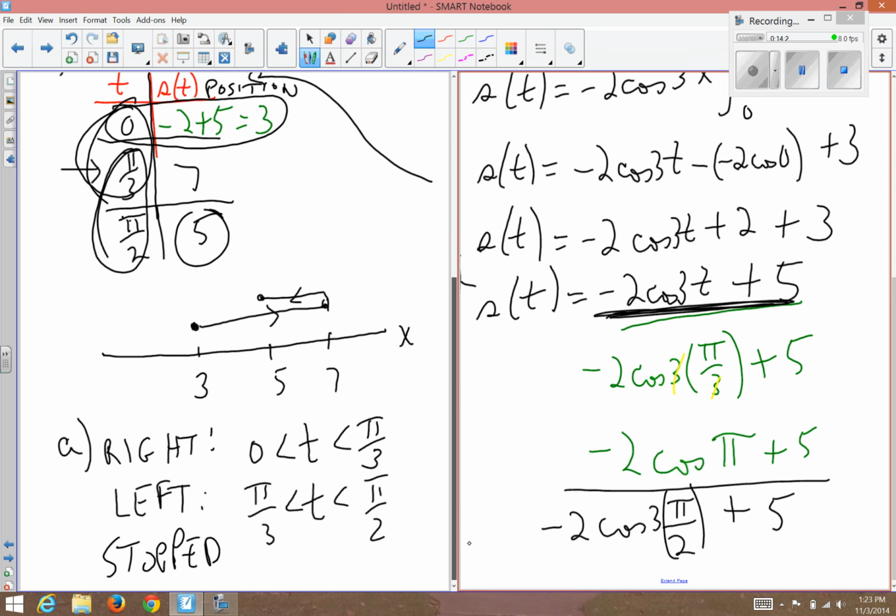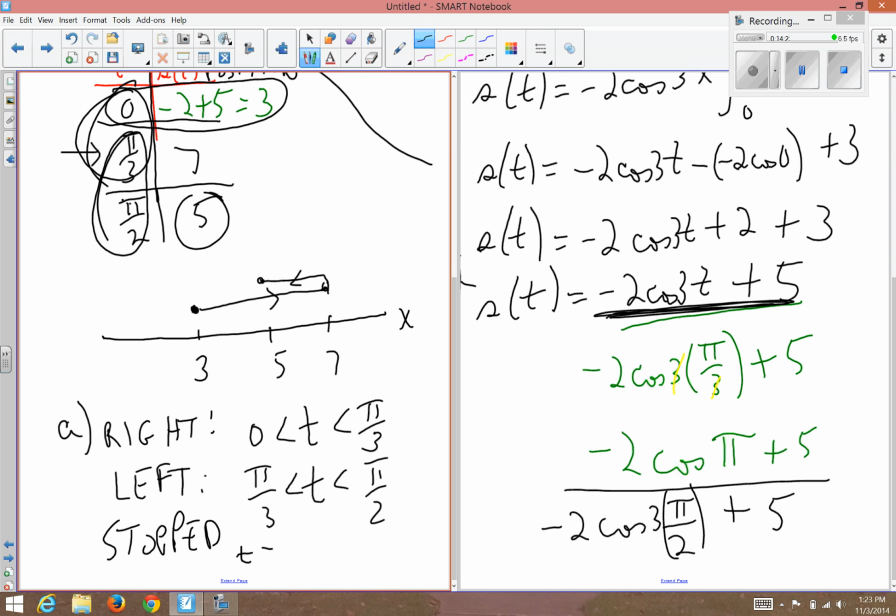At t equals 0, and also at t equals pi over 3. These are not intervals. These are instants.